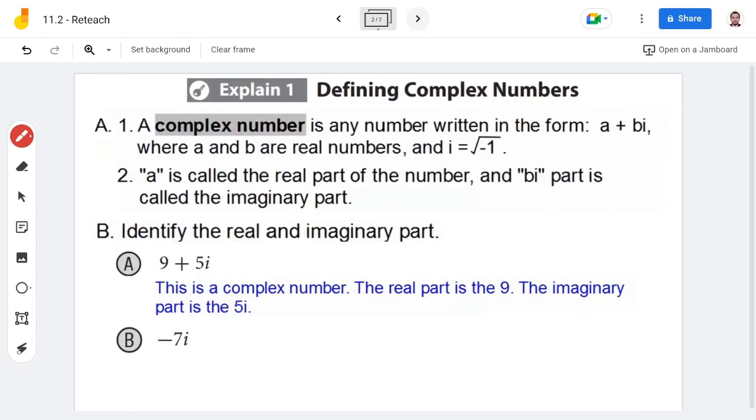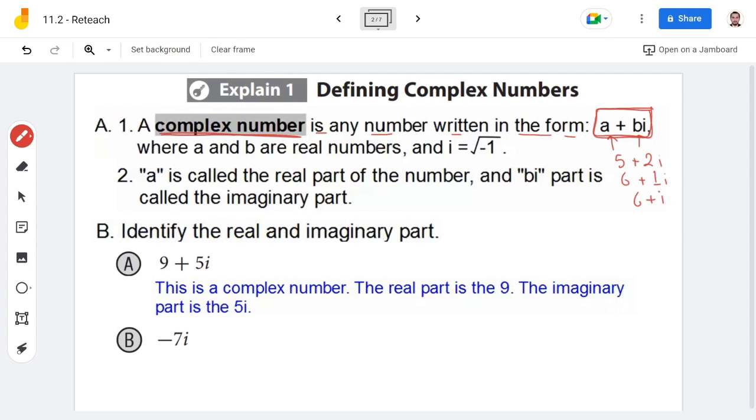Now, let's start our complex numbers. Let's explain the definition. First, what is a complex number? A complex number is any number written in the form a plus bi, which means a is a number and b is a number. So it could be 5 plus 2i, or 6 plus 1i, or 6 plus i, which is 6 plus 1i, same thing.